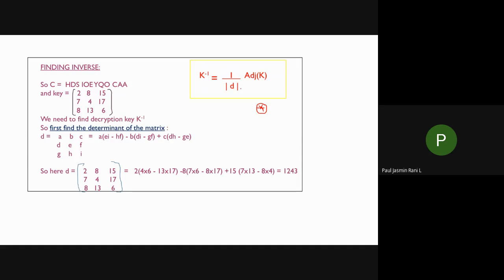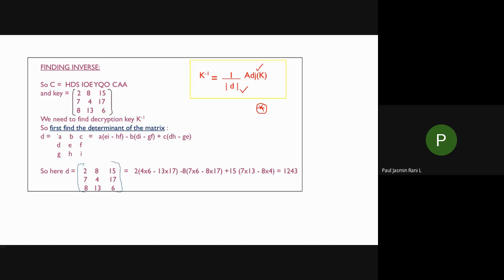So first our aim is to find the determinant of K. Next, let us find the adjoint of K. In today's class, let us find the determinant of K. Next class, let us see the adjoint of K, or otherwise you can go through the adjoint of K yourself. Next class we will see that one. So first, let us see how you have to find the determinant of the matrix.